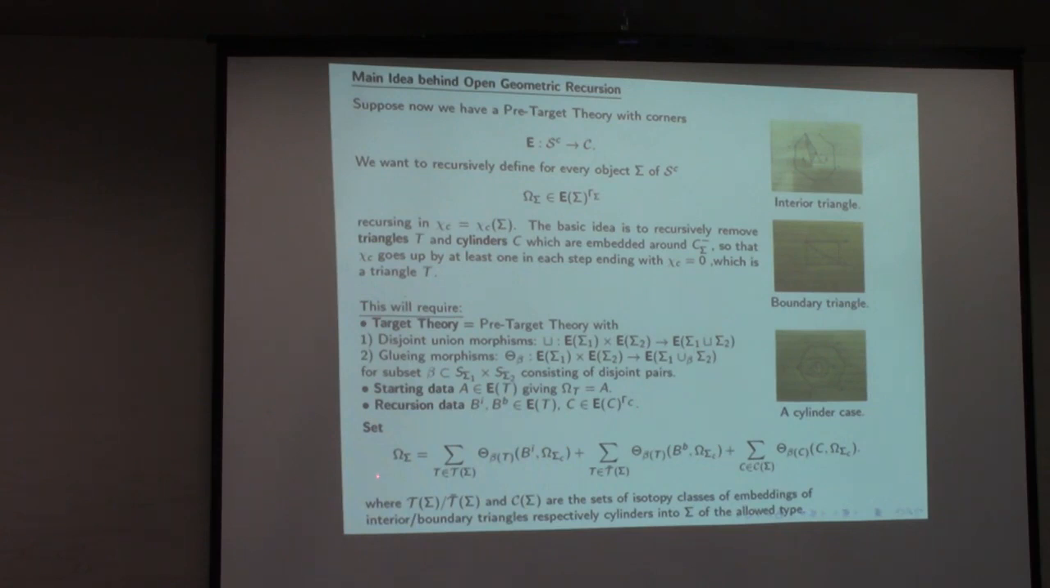And now I simply do the same as before. I just sum over all triangles that are interior, all triangles that are boundary triangles, and I use the sewing morphisms, D_I in B_I here, B_B there, and C there. And of course, recursively, sigma_C is the rest of the surface, and recursively, I've already defined these guys here, right? Because they have higher chi_C than I have with this instance.